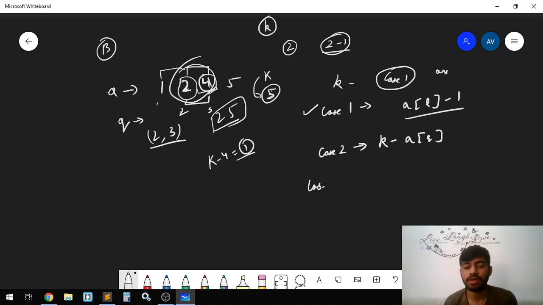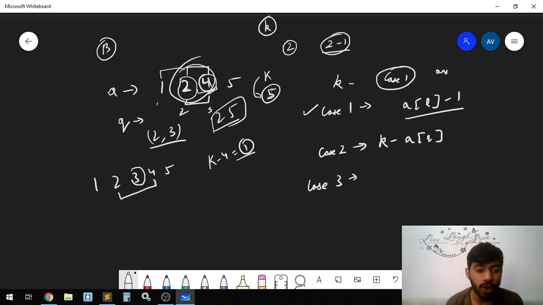Now the most important and a little more difficult case compared to these two is case number 3. In case number 3, we see how many elements are possible that can be between these two elements. What I am trying to say is that let us assume our k is 5, then 1 2 3 4 5. So there are a total of 5 elements, but in the array we see only two elements, that is 2 and 4.